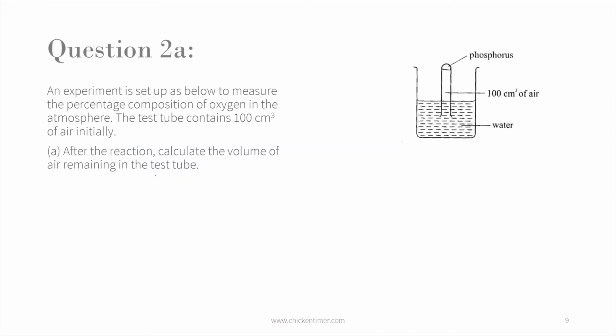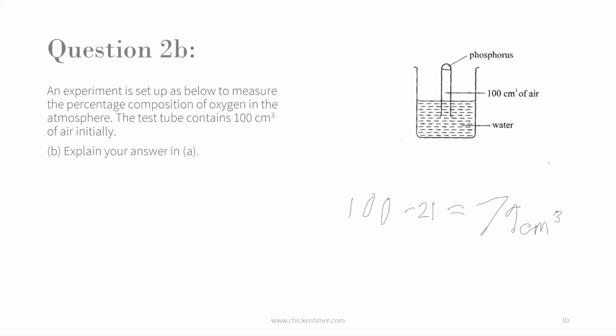Question 2A. So we have a setup, and this setup is used to measure the percentage composition of oxygen in the atmosphere. Then the test tube contains 100 cm3 of air. After the reaction, calculate the volume of air remaining in the test tube. Very simple, right? It's very obvious, because you only have those two numbers, and those two numbers are always recurring and repeating. Then after that, it says explain your answer in A.